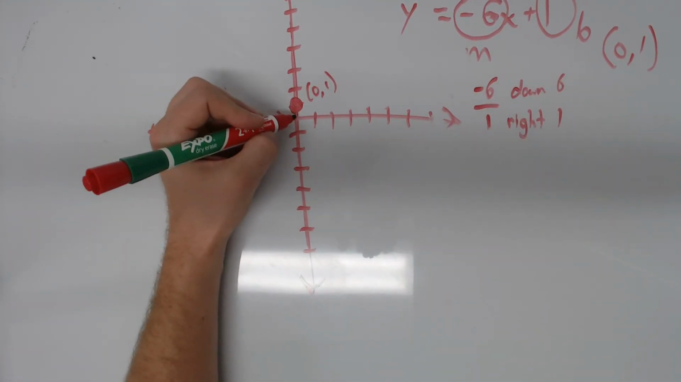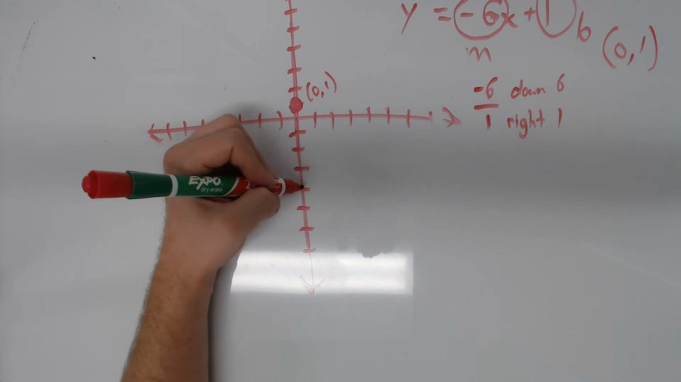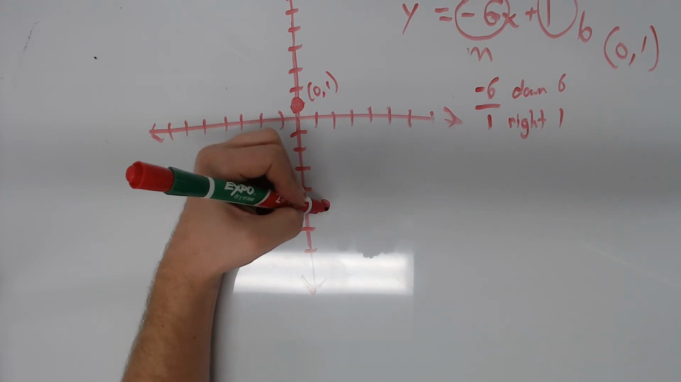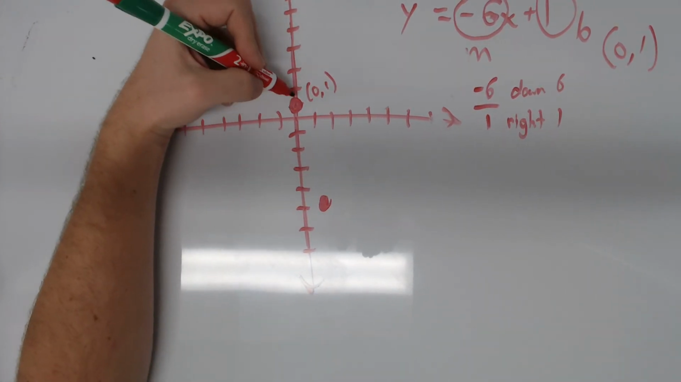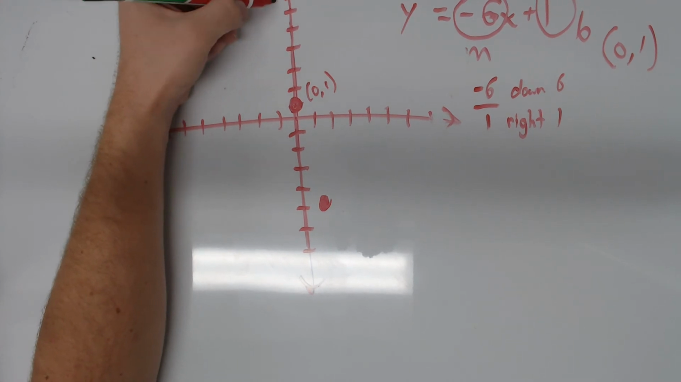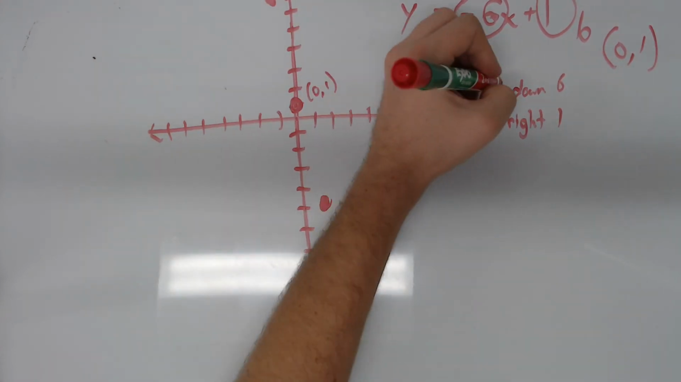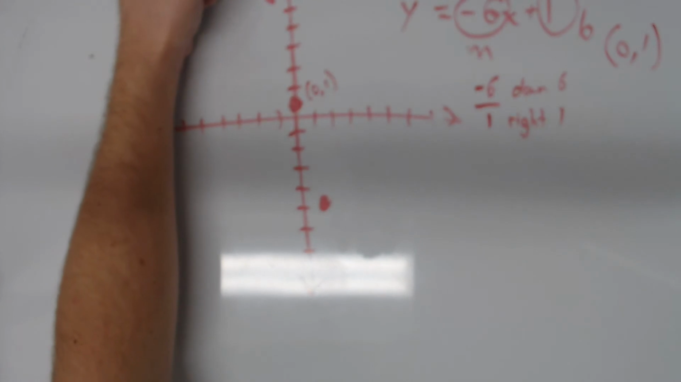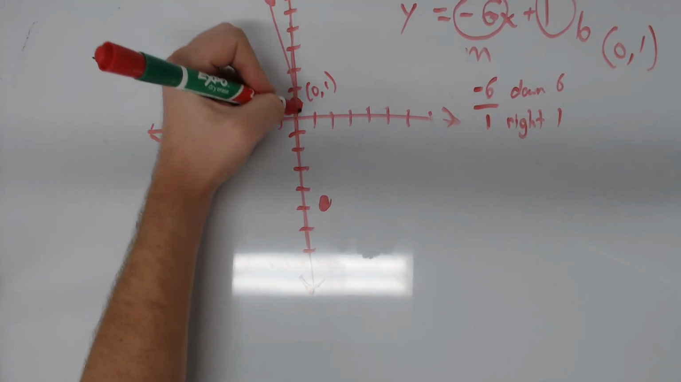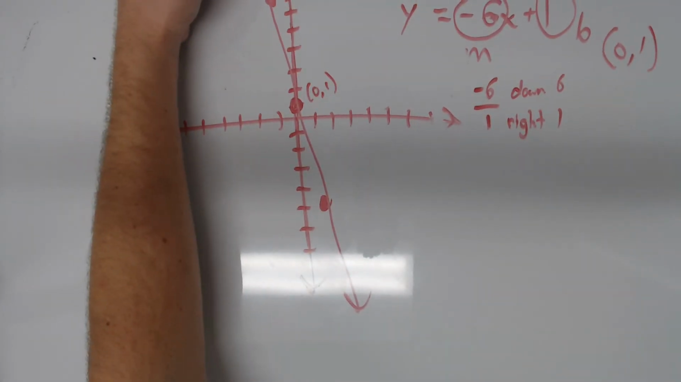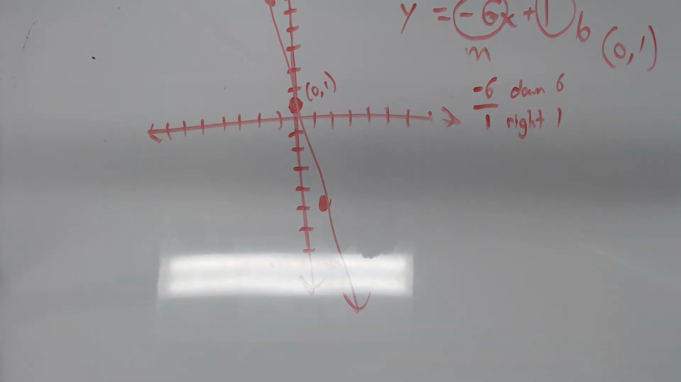That's our map to our next points. 1, 2, 3, 4, 5, 6, over 1. We can go backwards too. Up 6, left 1. You can always do the opposite of your slope instructions to find more points. This is a very steep negative slope, but that's how we use the m and the b.